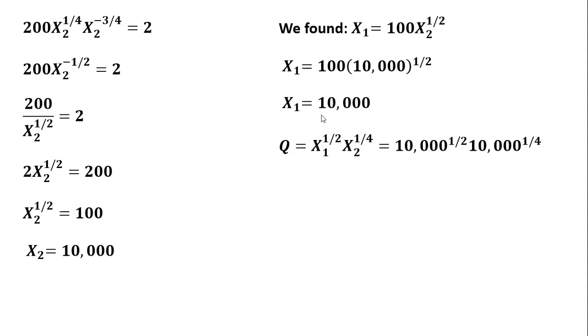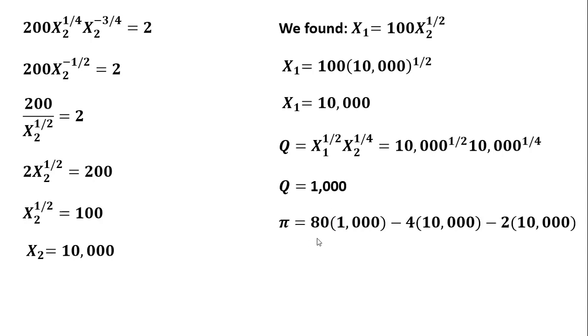The firm's output at this input mix here, so just plugging 10,000 in for input 1 and input 2, the firm will produce 1,000 units of output, and its profit will be total revenue, $80 times 1,000 units, minus the total cost, $4 times 10,000 units of input 1, and $2 times 10,000 units of input 2, which simplifies to a profit of $20,000.